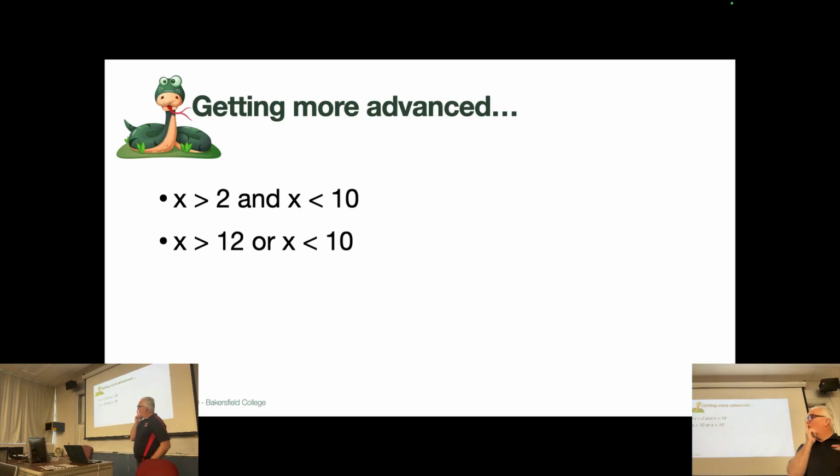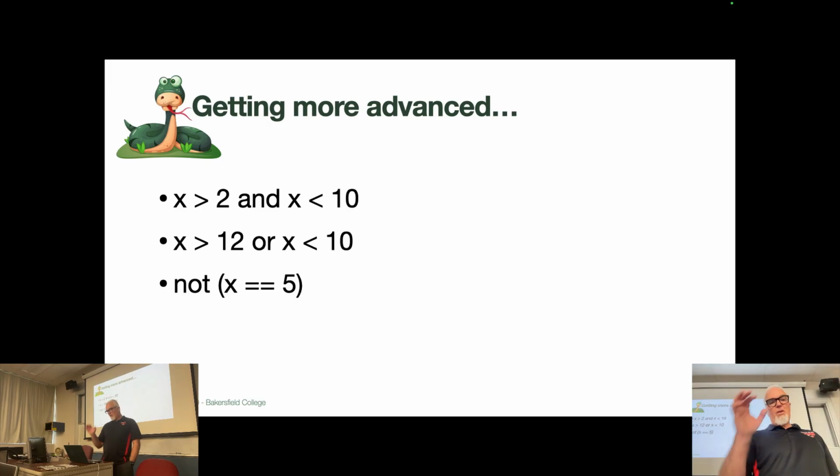Now this one is an or. So it has to be greater than 12 or less than 10. There is one integer that will make this false. 11. If it's 11, it will be false. Any other integer would be true. Probably be easier to say, is x equal to 11 or not equal to 11, right?